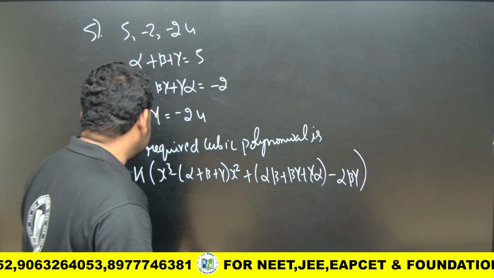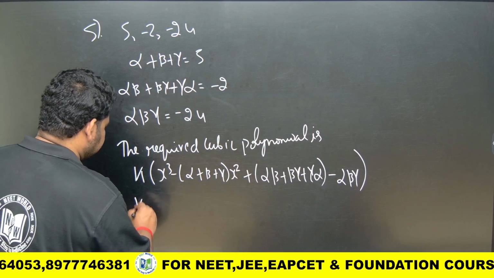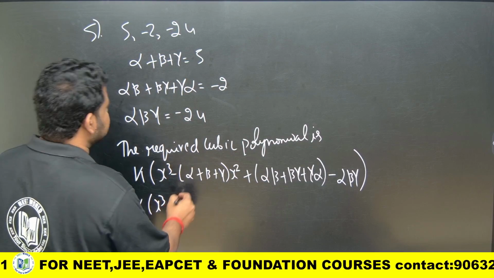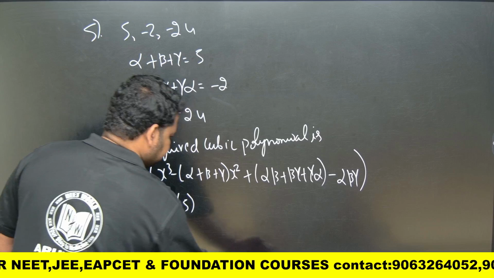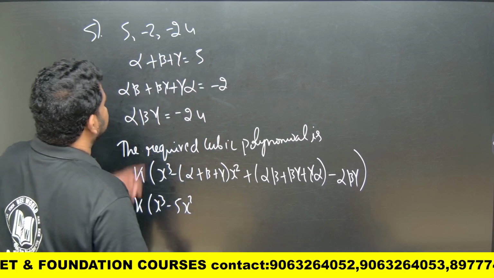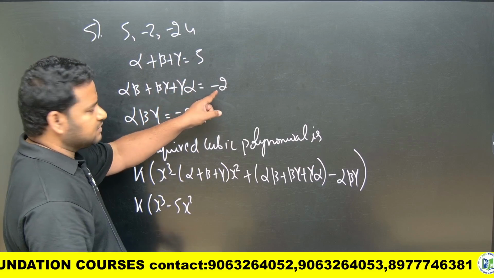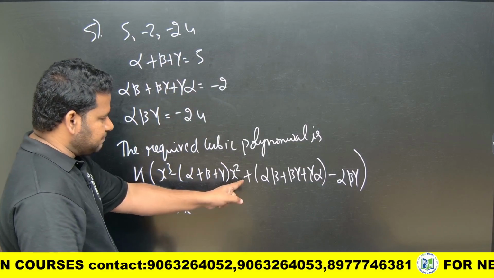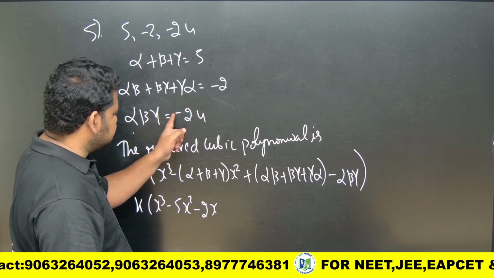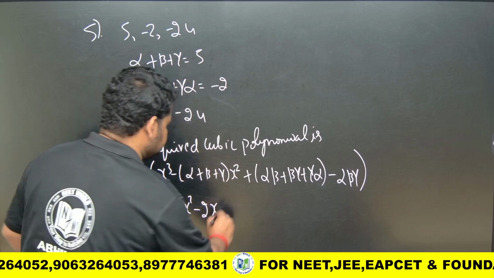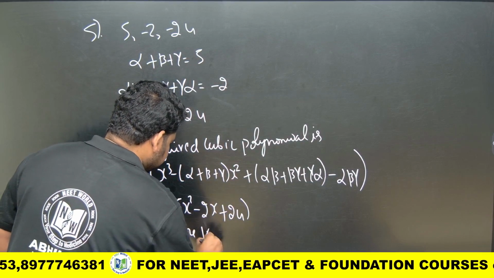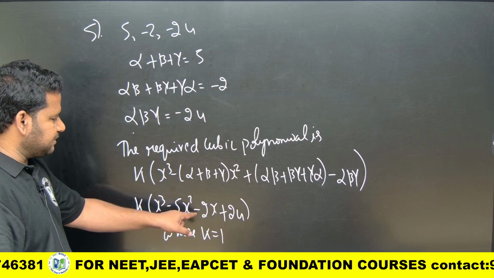Now if I put these values, this will become k into x cube minus (alpha plus beta plus gamma, which is nothing but 5) x square, plus the product of zeros taken two at a time, which is minus 2, so plus into minus is minus 2x, and again minus into minus is plus 24. Where k is equal to 1, x cube minus 5x square minus 2x plus 24.